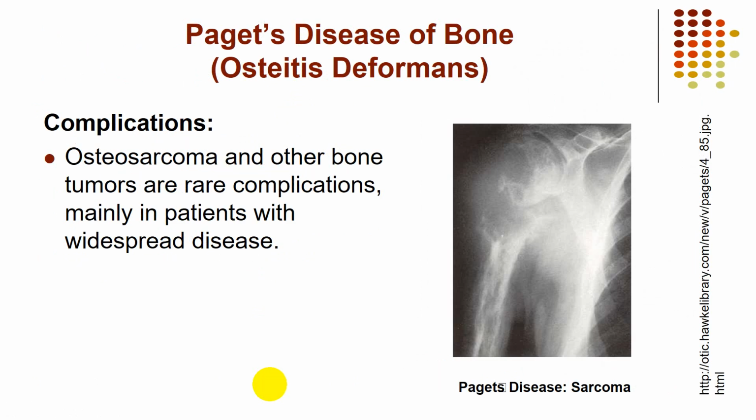Complications of Paget disease of bone, other than the clinical features we discussed now, and other than compression on the nerves of the skull: osteosarcoma has a higher chance to occur in Paget disease of bone. Maybe because of the increased activity of the osteoblast and osteoclast, which will increase the chance of neoplastic proliferation, especially in patients with widespread disease.